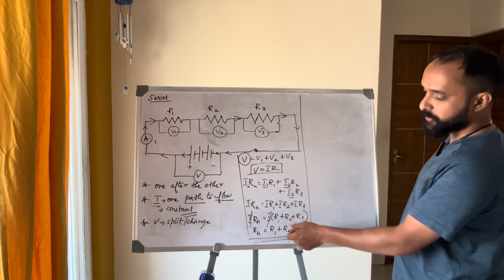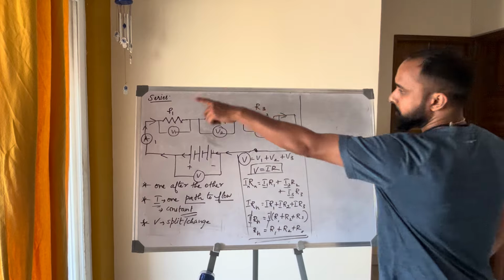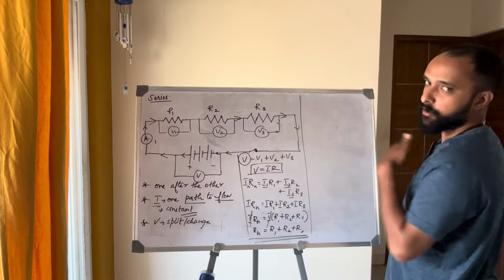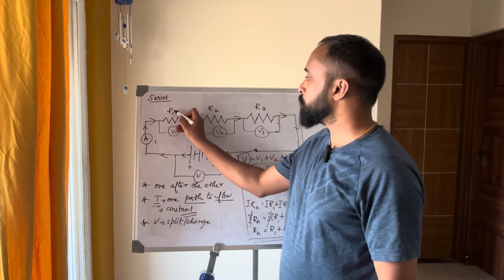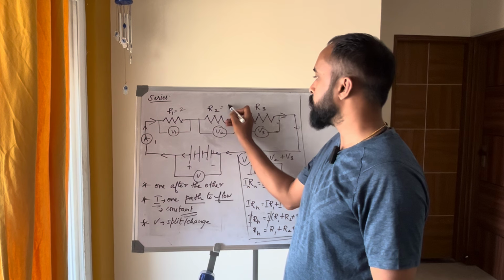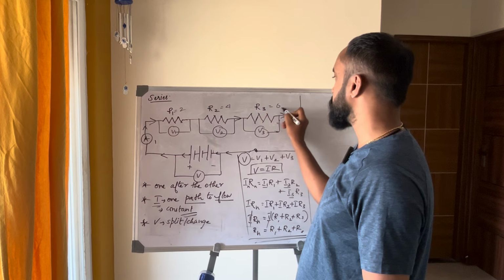R1, R2, R3, you just add them. Very simple. If you find the term series, you just have to add all the three. For example, if let's say the R1 value is 2, R2 value is 4, R3 value is 6, what? Ohms.